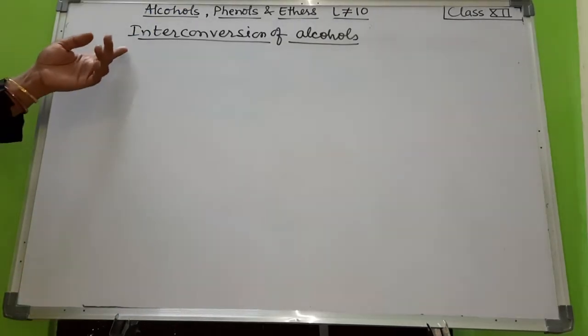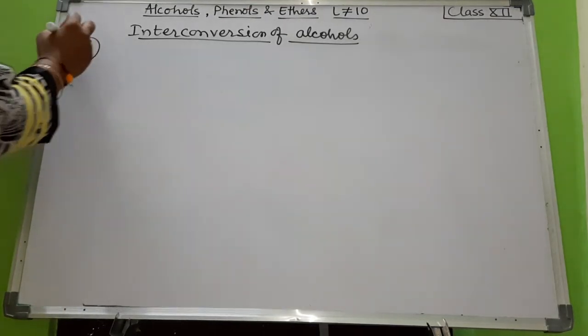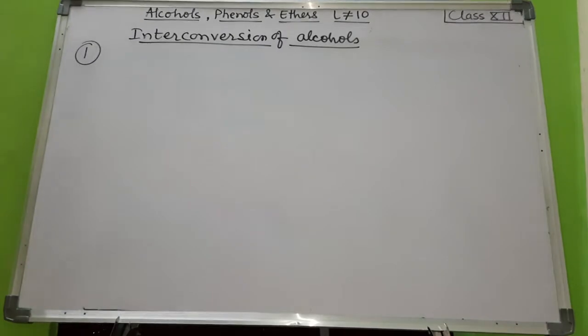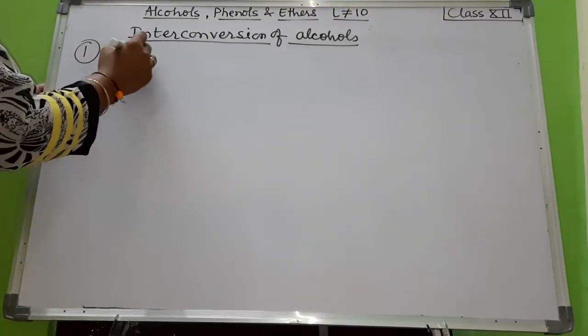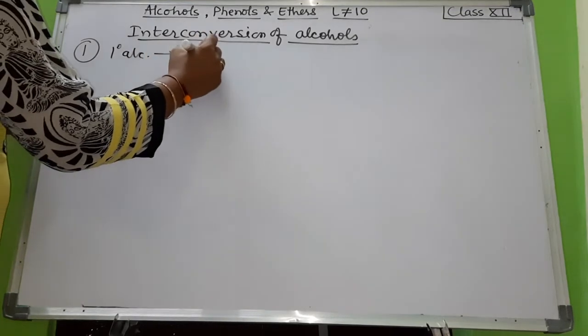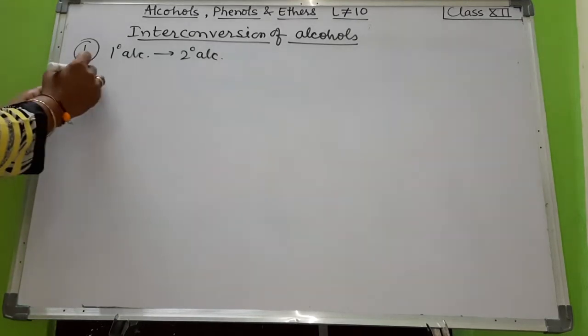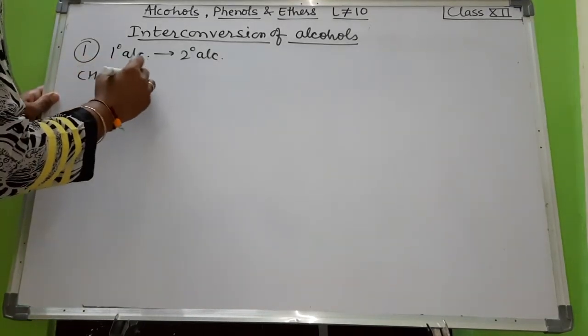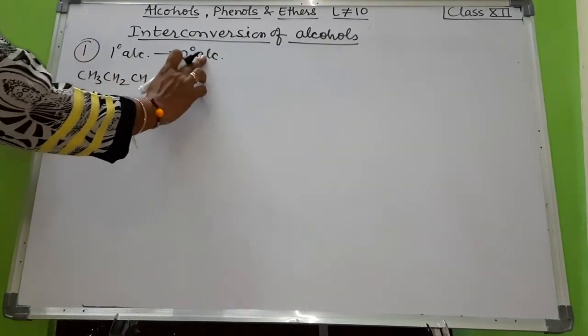So now our next topic is interconversion of alcohols. First, the maximum number of questions in your CBSE board exams come on this: how to convert a primary alcohol into a secondary alcohol. So now let's see how to convert it. Let's take an example of a primary alcohol like propanol, that is CH3CH2CH2OH. I want to convert this primary alcohol into a secondary alcohol.